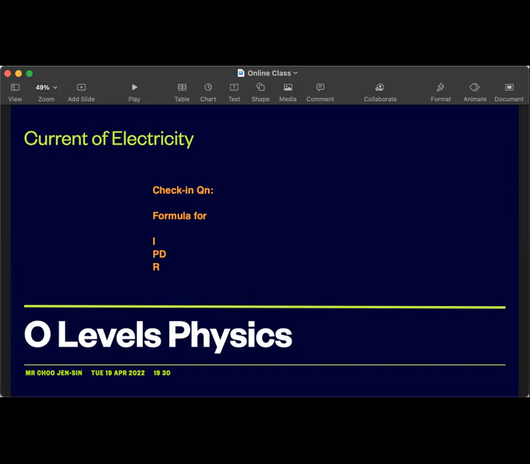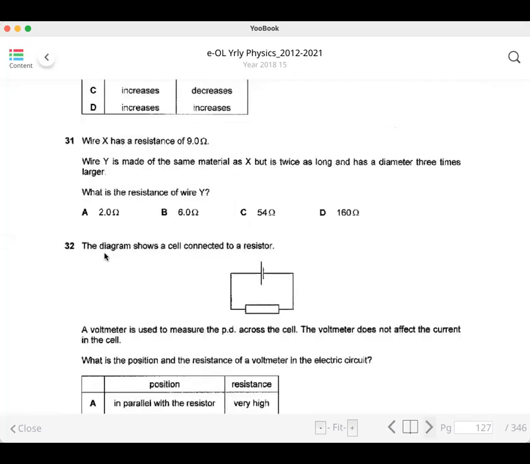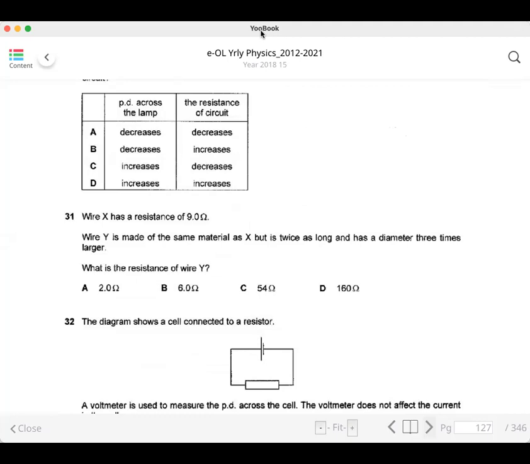Okay, let's begin. All of you have gotten the formulas correct, so I think all of you are very familiar with the formulas of this topic. Let's continue with questions. Let's quickly do question number 31. All of you may begin. Type the answer onto the chat.